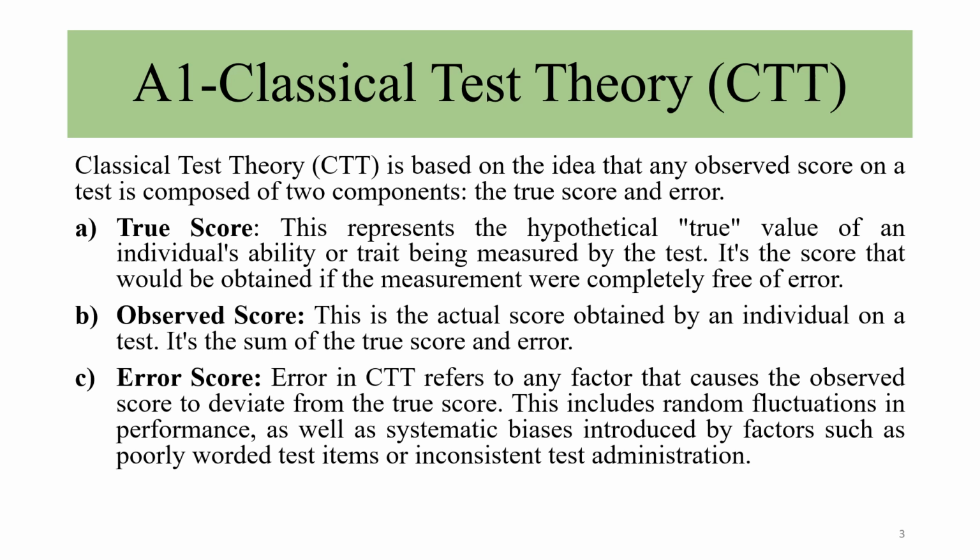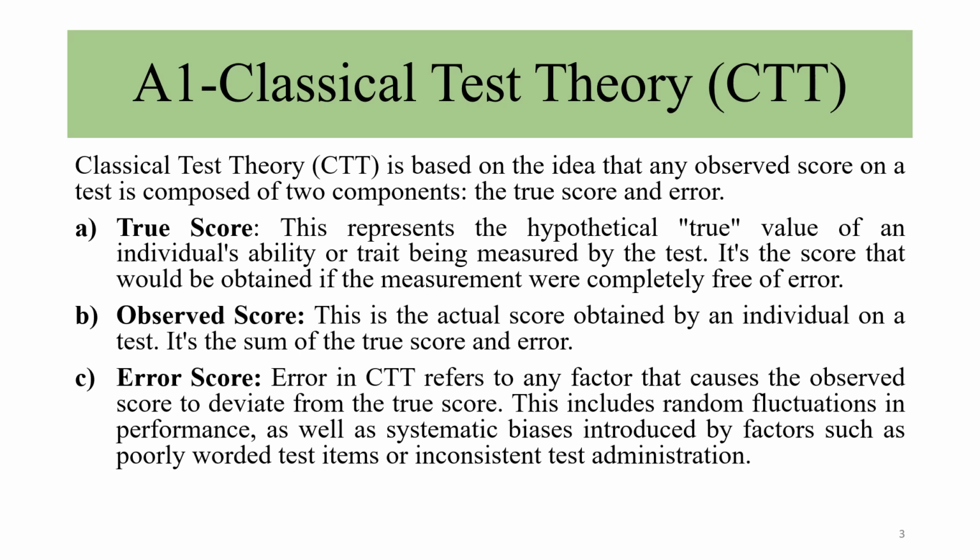Second component is observed score. This is the actual score obtained by an individual on a test. It is the sum of true score and error. So the actual score or observed score is actually the sum of two things, true score and the error. The error may be systematic and may be random error.